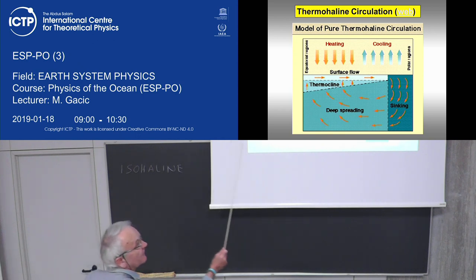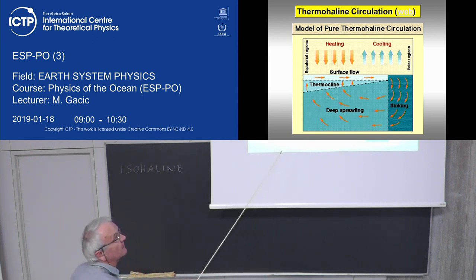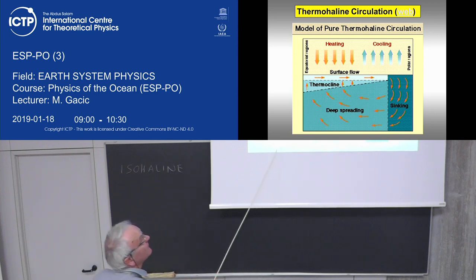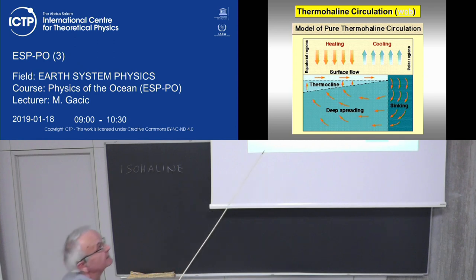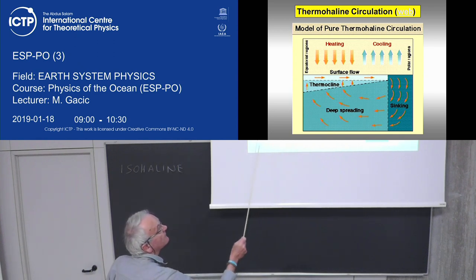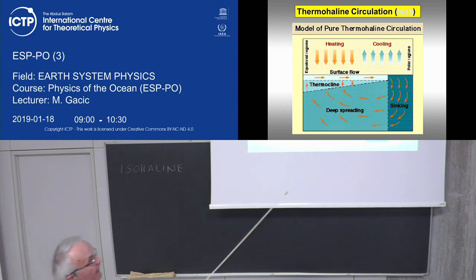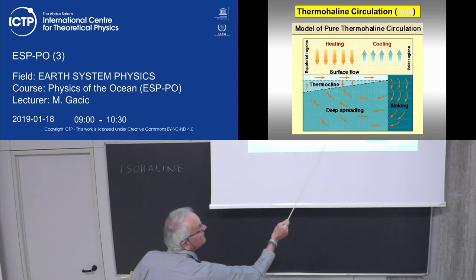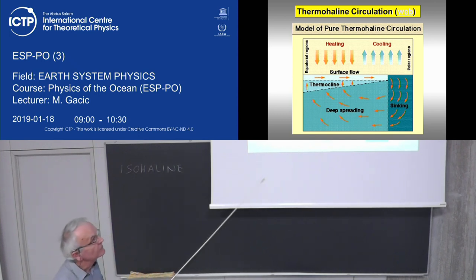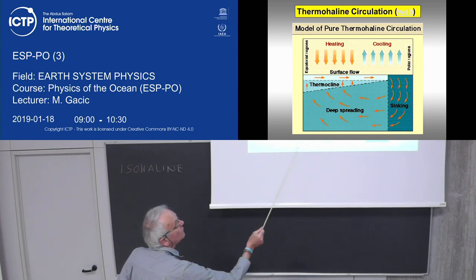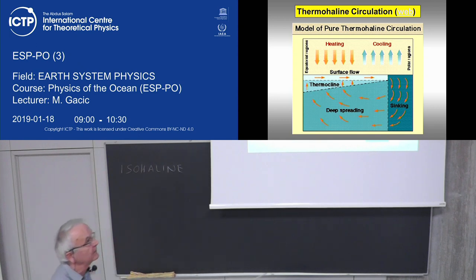This is the vertical cross section between the polar areas and equatorial regions. And what is essential here is that in the equatorial and subtropical areas you have the heating, because the heating is stronger than cooling. In the polar areas, you have cooling prevailing over heating. So you have this differential cooling or differential heating between these two areas.